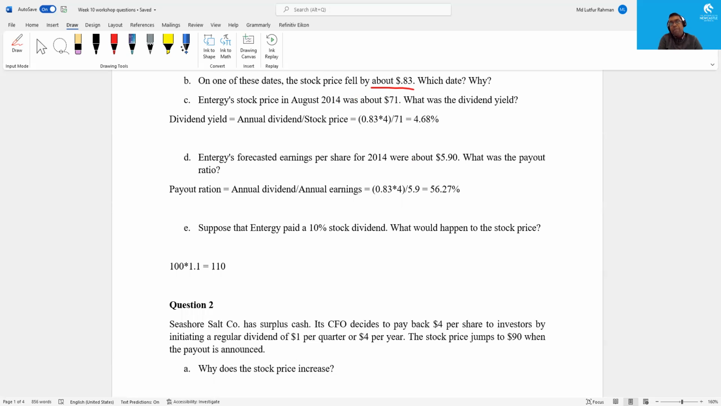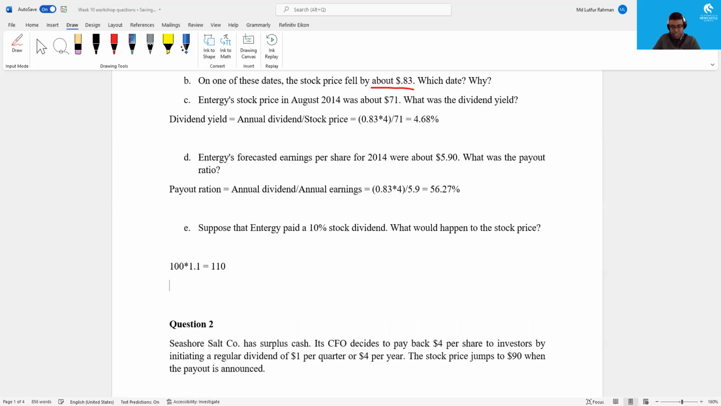But you need to keep in mind that it's just a cosmetic change, because some additional stock is given to you. It doesn't make any change in the company fundamentals. That's why the stock price of the company should decline by that proportion of the stock dividend, because the number of shares increases here. 100 shares becomes 110. So how do we calculate the expected stock price?